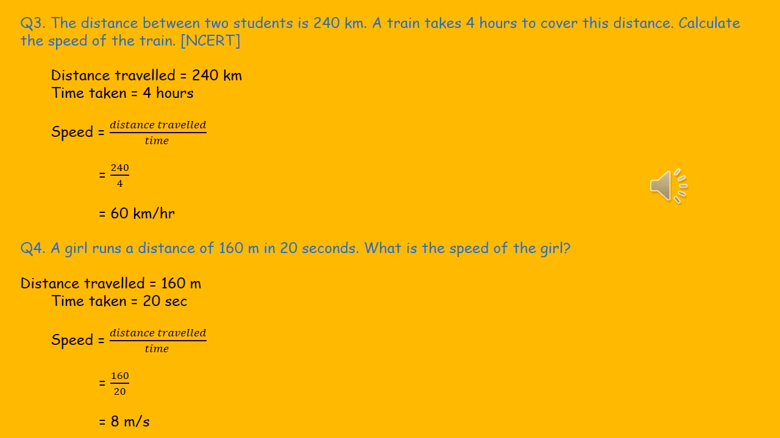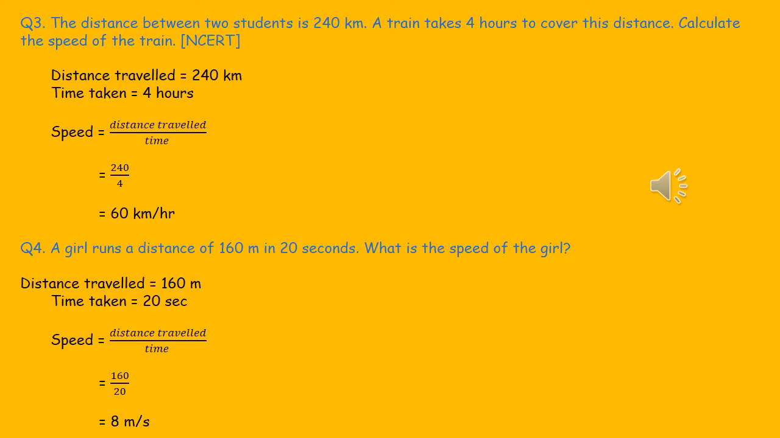Question number 3. The distance between two stations is 240 km. A train takes 4 hours to cover this distance. Calculate the speed of the train. This is also a sum from the NCERT book.